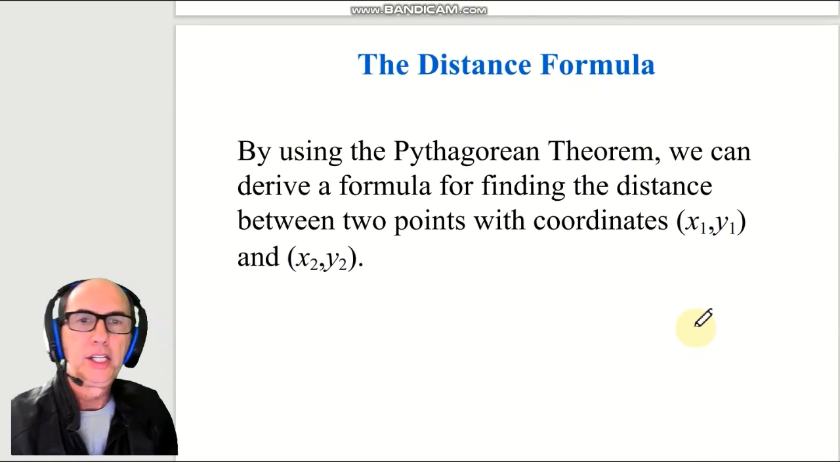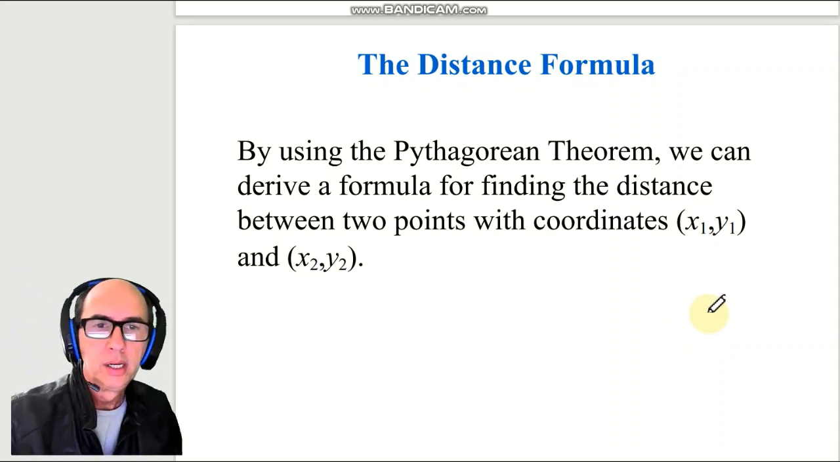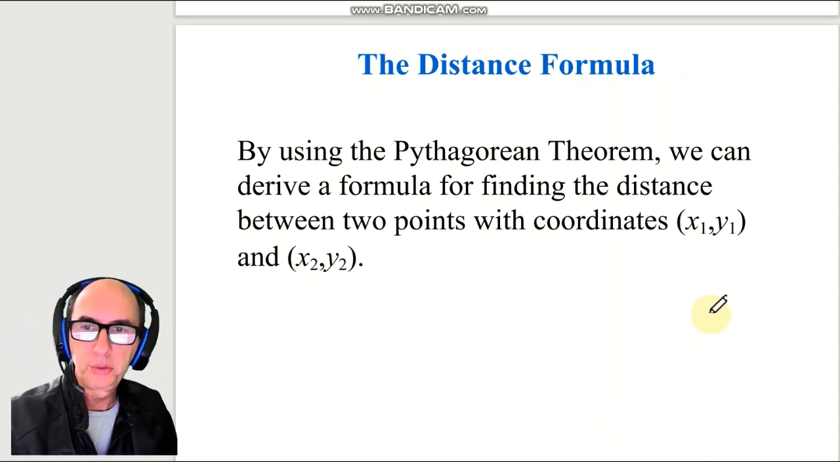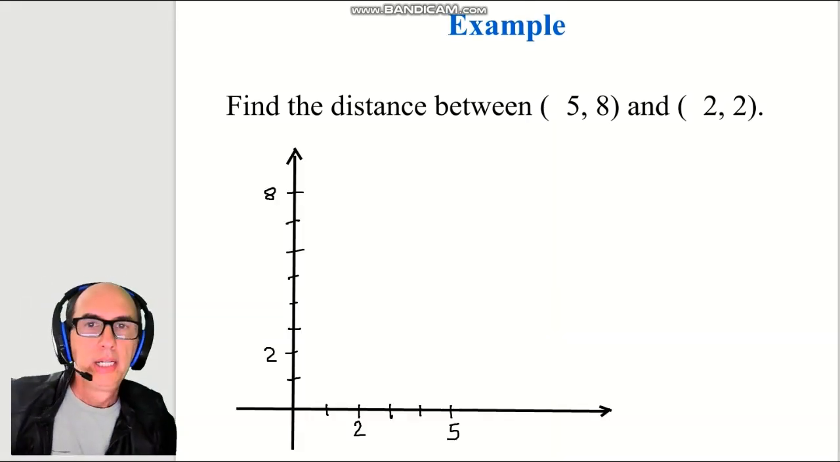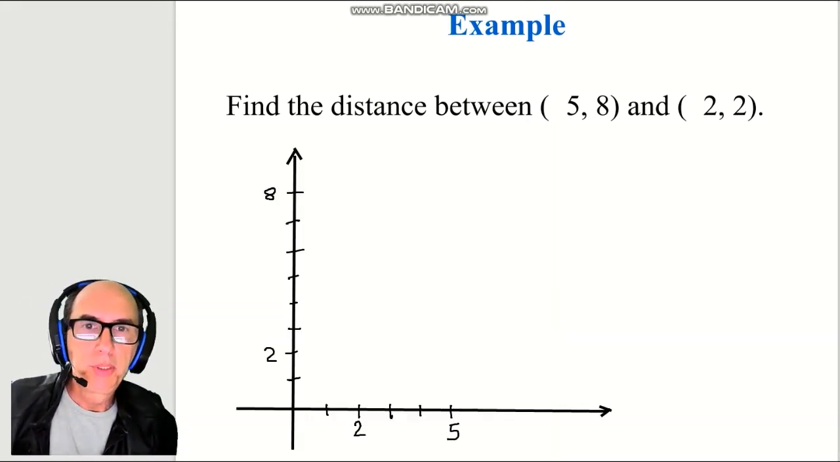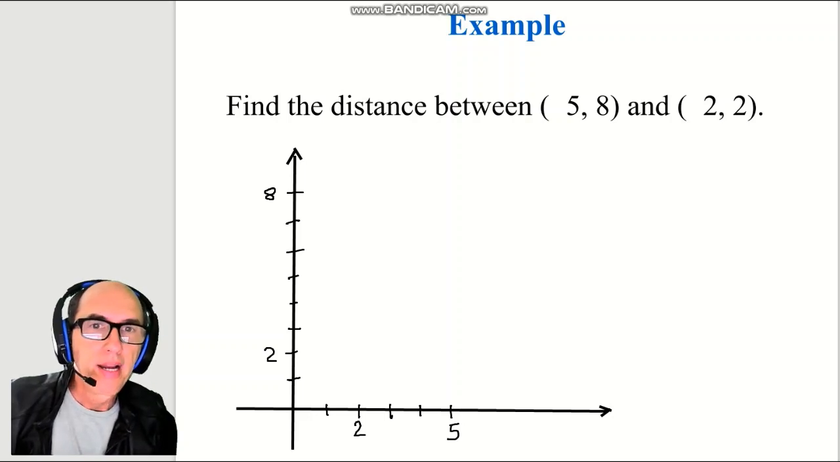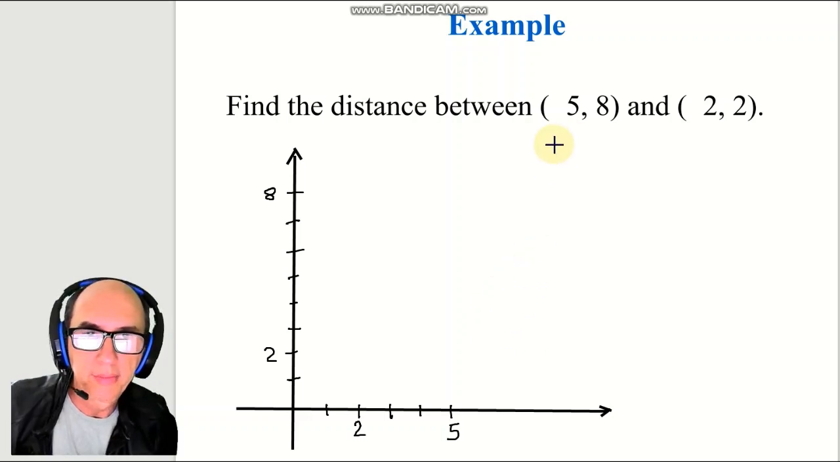This is just an application since we're talking about radicals. It seems interesting to show a very nice application using the Pythagorean theorem. We can derive a formula for finding the distance between 2 points using the Pythagorean theorem. In this example, we have to find the distance between the points (5, 8) and (2, 2). That means 5 is the x-coordinate, 8 is the y-coordinate.